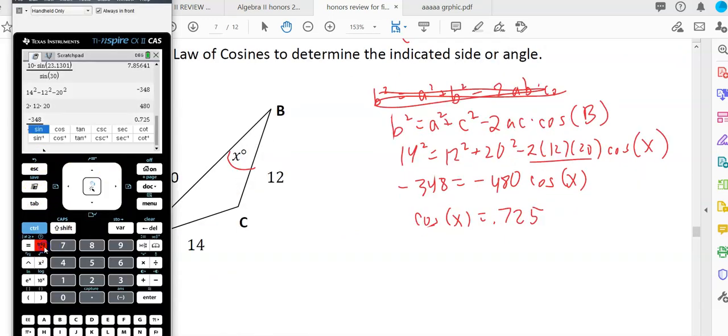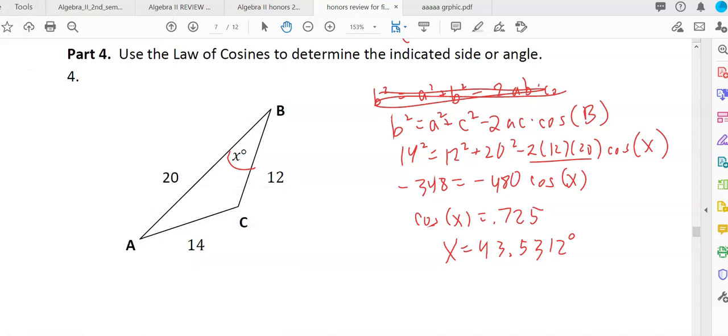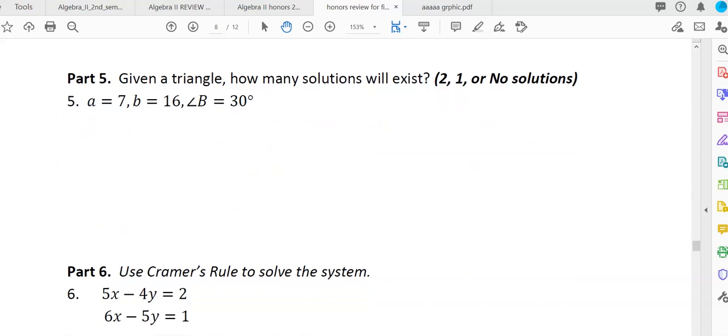Okay, so we're going to do inverse cosine. 0.725, and we get x is 43.5312. I guess that's degrees. How many solutions will there be?